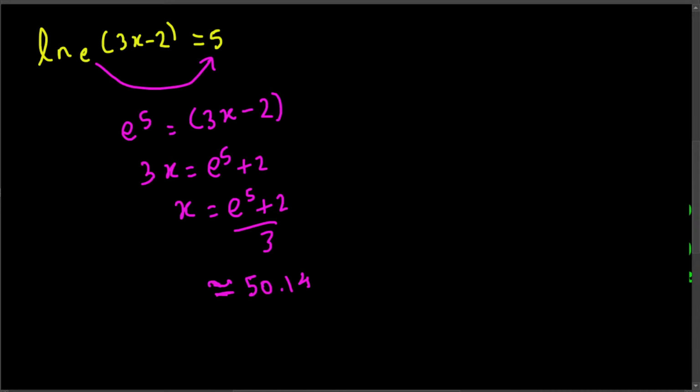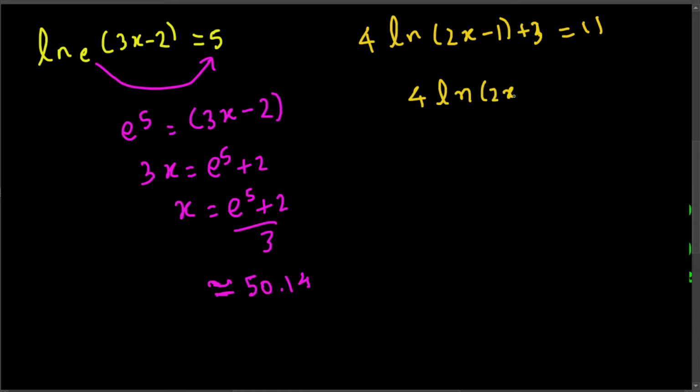Okay, now let's look at another logarithmic equation. Let's say we have an equation given like 4 log (2x minus 1) plus 3 is equal to 11. Now here we can simplify the plus 3 and 11. Let's do that first. So this is going to be 4 log (2x minus 1) is equal to 11 minus 3, that is 8.